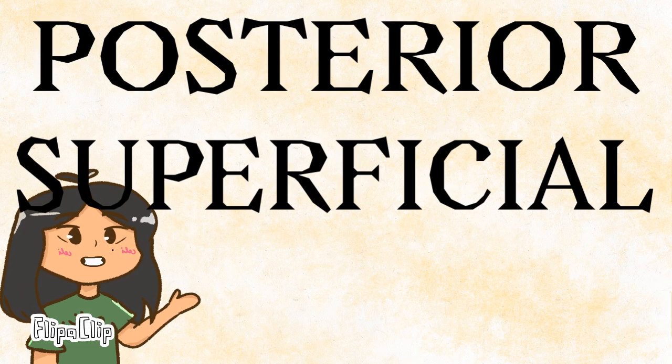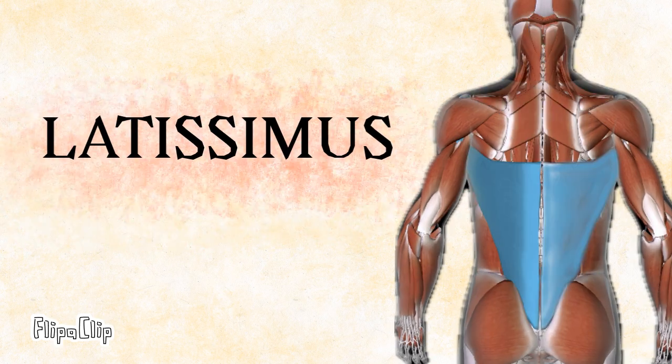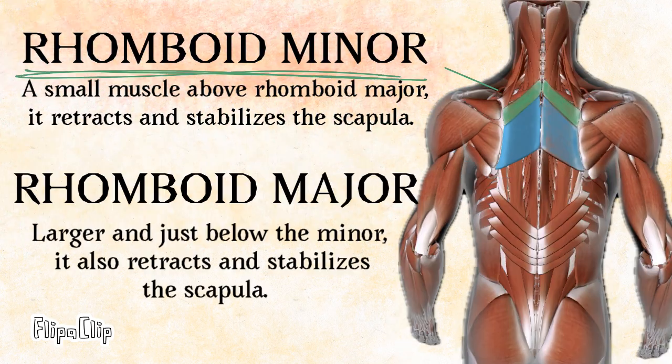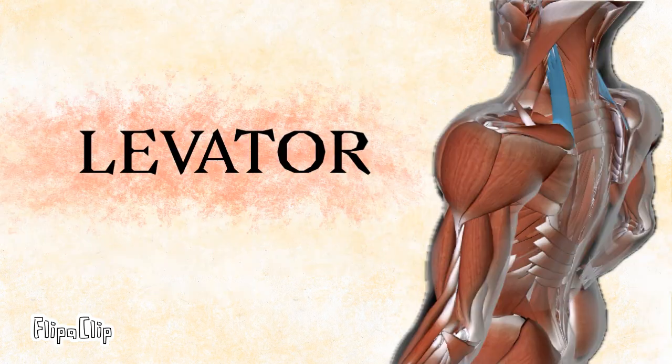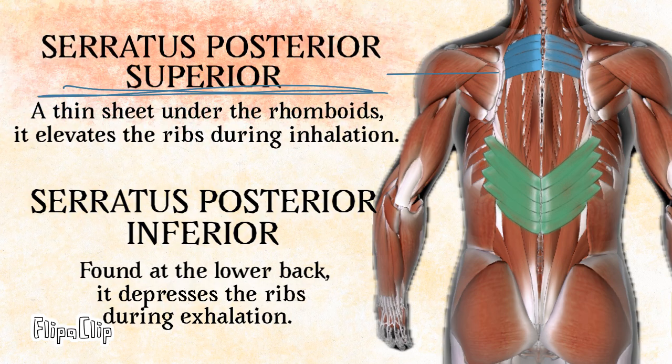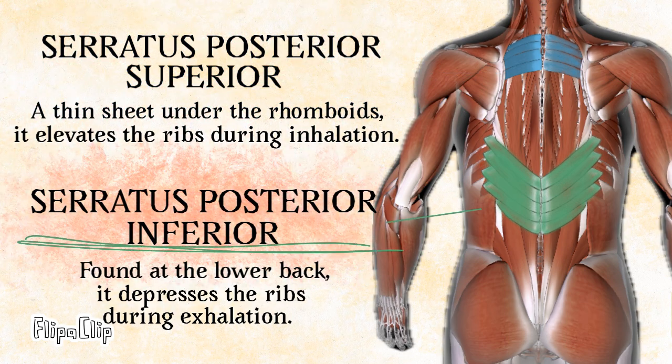Posterior superficial muscles. Trapezius. Latissimus dorsi. Rhomboid minor. Rhomboid major. Levator scapulae. Serratus posterior superior. Serratus posterior inferior.